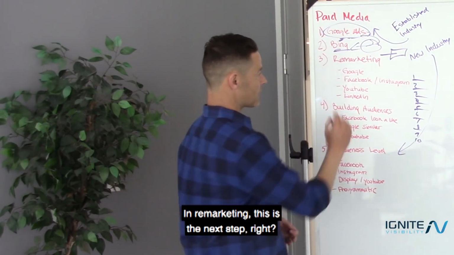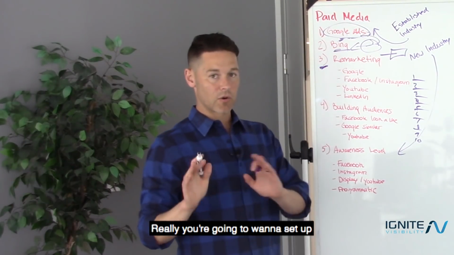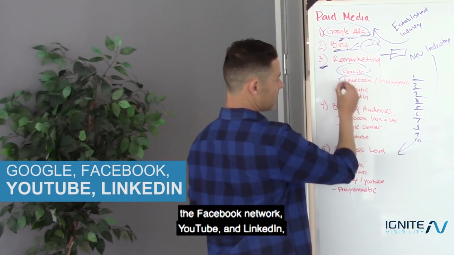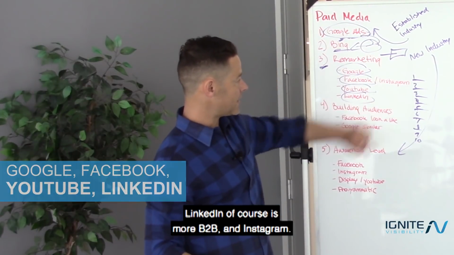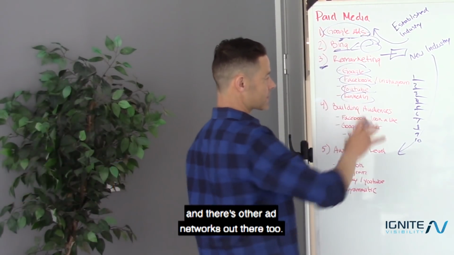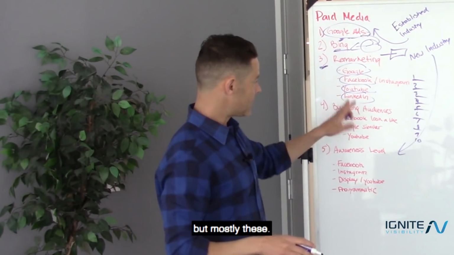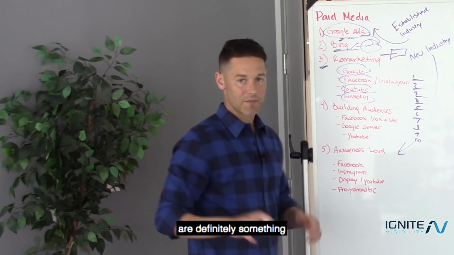But let's get back to this. In remarketing, this is the next step, right? This is step 3 right here. Really, you're going to want to set up remarketing within the Google network, the Facebook network, YouTube, and LinkedIn. LinkedIn, of course, is more B2B, and Instagram. So these are big networks, and there's other ad networks out there too. I'm not going to get too much into those in this video, but mostly these remarketing areas are definitely something that you want to set up.